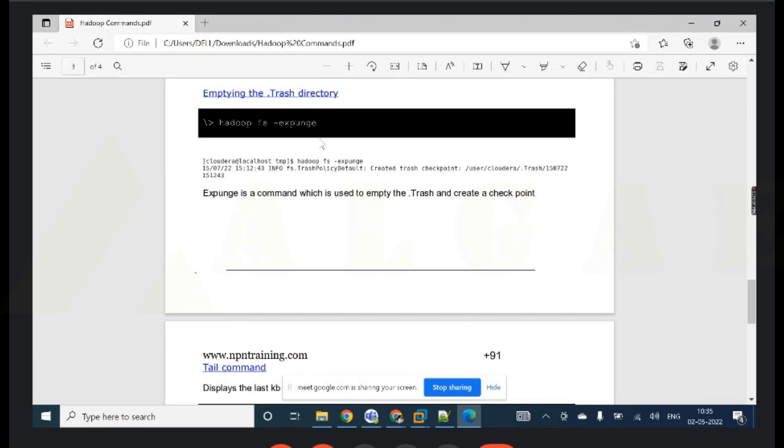DFS and FS both are the same, and Hadoop and HDFS both are the same. For example, instead of Hadoop, you can type HDFS also. Both are the same. Hadoop fs or hadoop dfs or hdfs dfs, anything is fine. It will work.